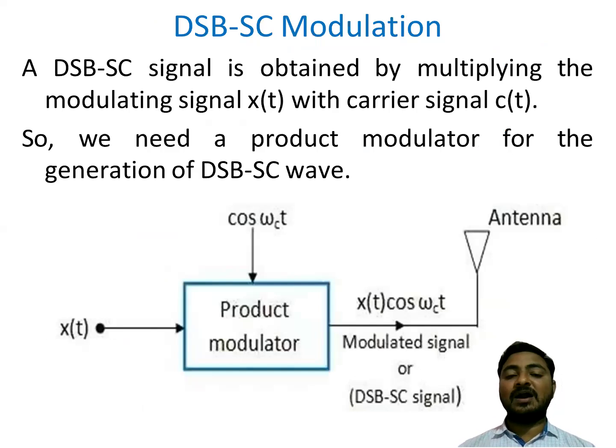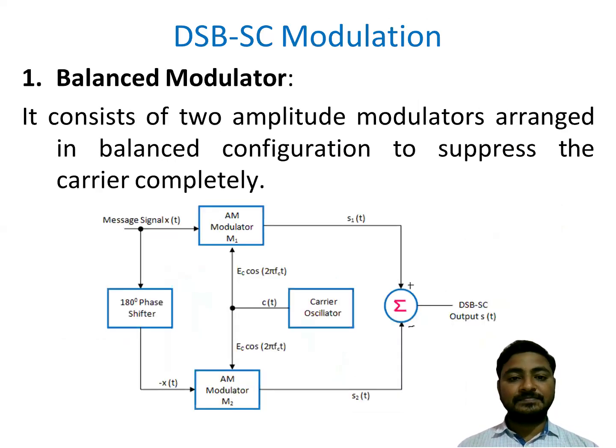The DSB-SC signal is obtained by multiplying the modulating signal with the carrier signal. That means S(t) of DSB-SC is equal to m(t) times c(t). So we need a product modulator for the generation of the DSB-SC wave. In the product modulator, the inputs are the message signal and the carrier signal. Then the output of the product modulator is the DSB-SC wave, the multiplication of the message signal with the carrier signal.